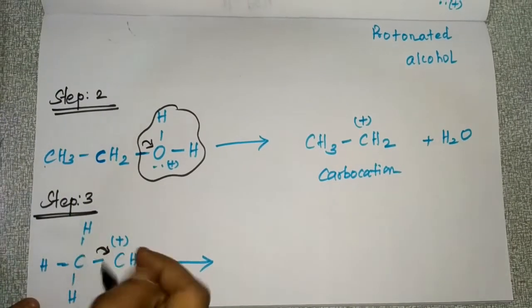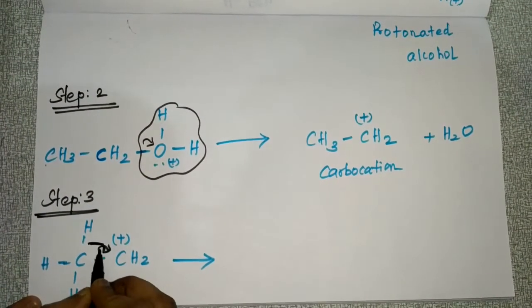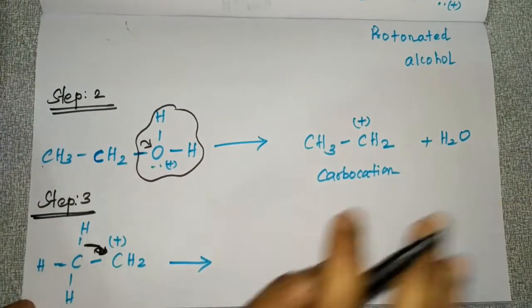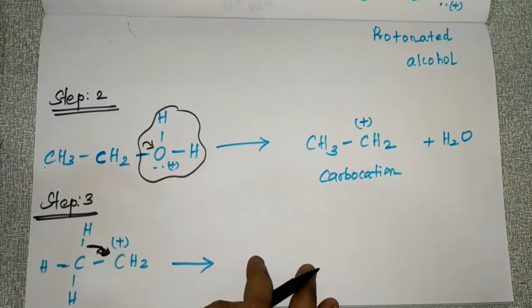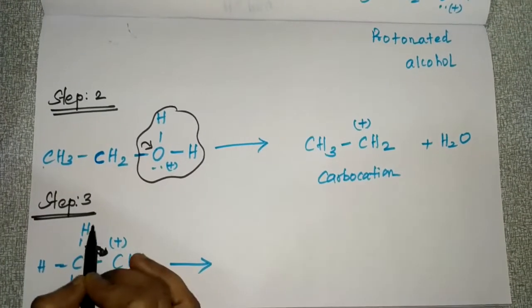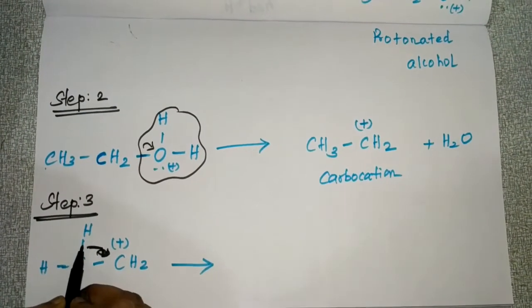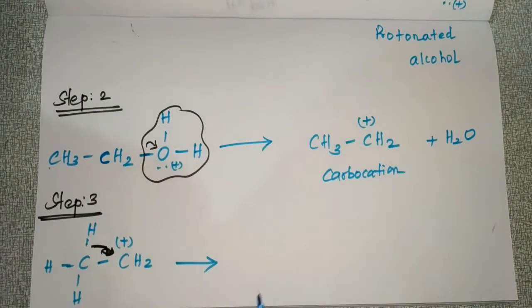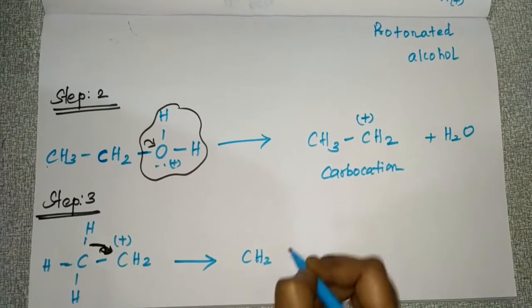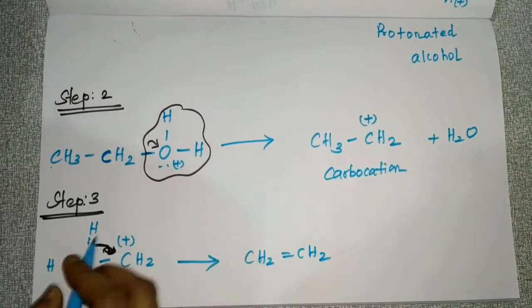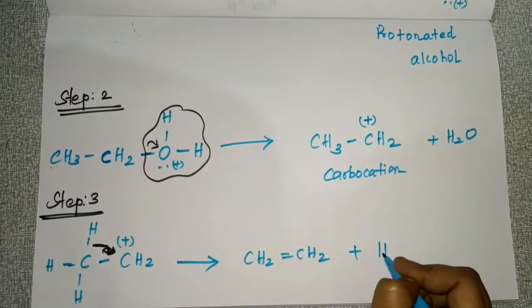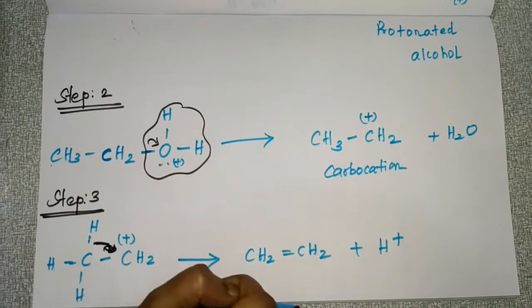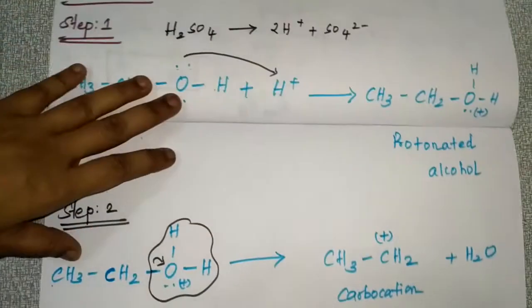So when it is taking the electrons, what happens? This hydrogen will get removed as a proton. Okay, this hydrogen will get removed, and there will be a transfer of the bond from here to this carbon. So your product will be CH2 double bond CH2, and this hydrogen will get removed as a proton. Okay, so the product formed is alkene. So this is the mechanism of this reaction.